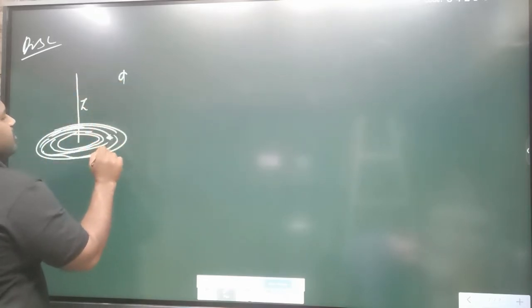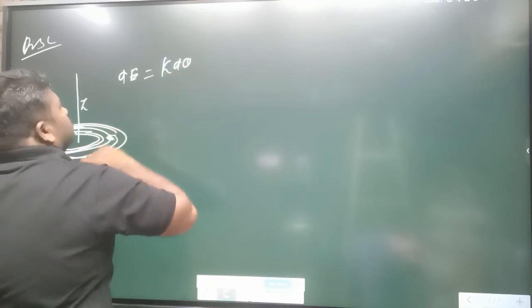Now the system is a disk. What is the electric field at a point Z? The disk is 2D, an infinite number of rings, yes or no? Means what is the electric field at a Z distance because of a small dE?